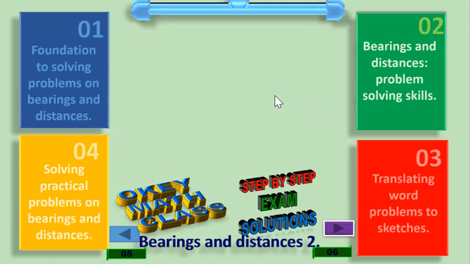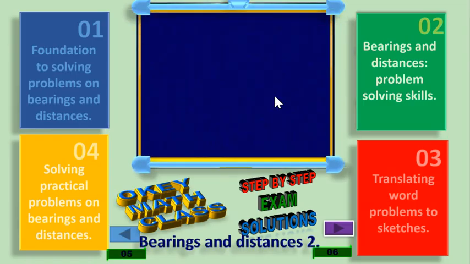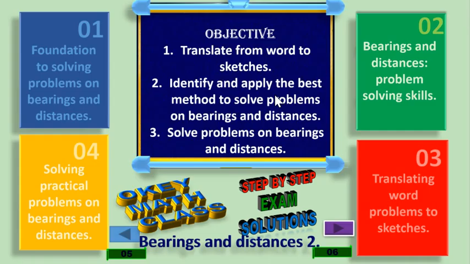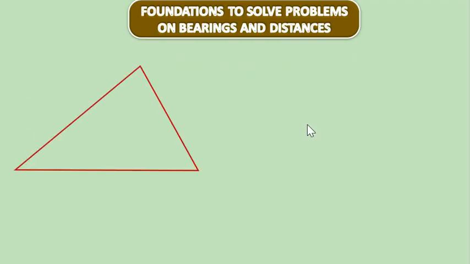The objectives of our presentation now are, number 1, you should be able to translate from word to sketches. Number 2, identify and apply the best method to solve problems on bearings and distances. Number 3, solve problems on bearing and distances. So these are the things we'll be studying in this current presentation.